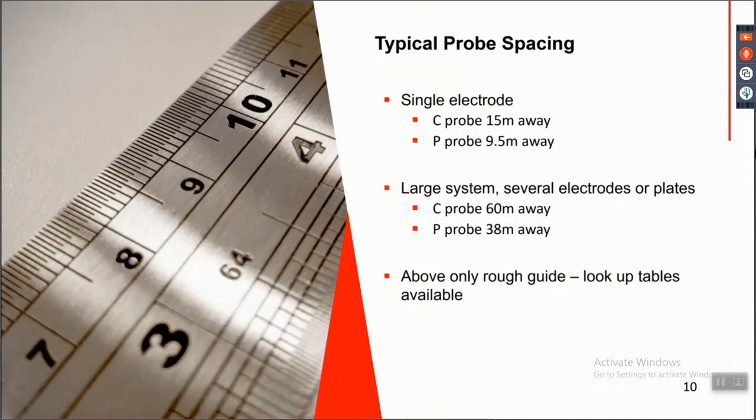This is the typical probe spacing for a single electrode. Usually we can put the C probe 15 meters away from the electrode under test, and the potential probe around 9.5 meters away. For a large system, it can be up to 60 meters. So imagine if you have a small area, I think you will have a problem, difficulty following this method.